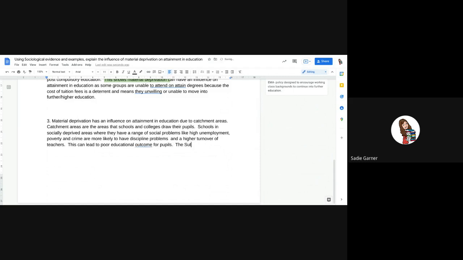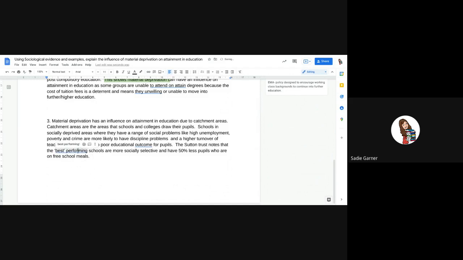The Sutton Trust notes that the best performing schools are more socially selective and have 50% fewer pupils who are on free school meals.